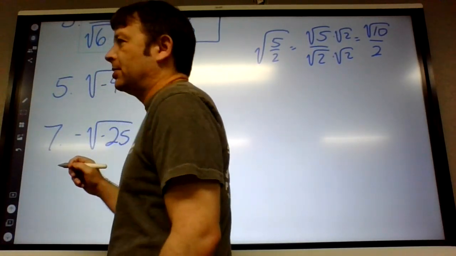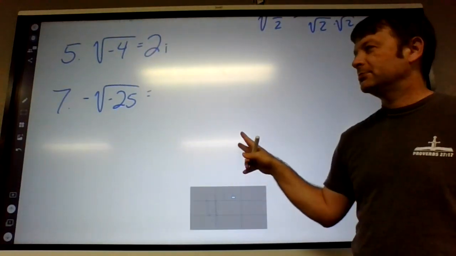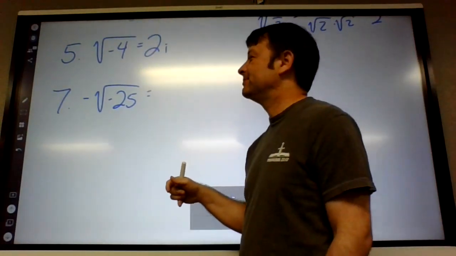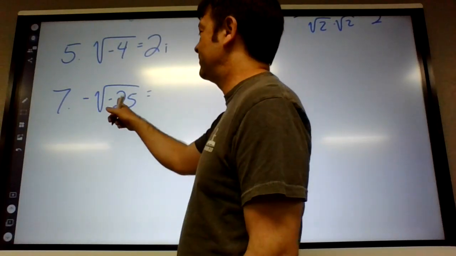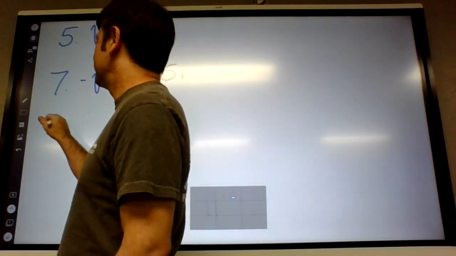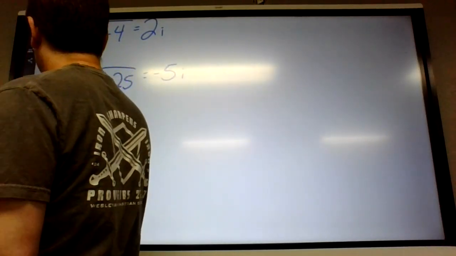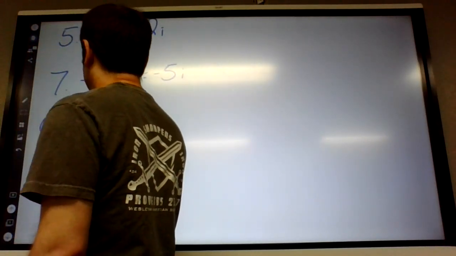Not too bad. Okay. Roman got this one right in the other class, so don't screw it up. 5i. Oh, wait. Negative 5i. Yeah, negative 5i. Oh, okay, yeah. Accidentally did this one.